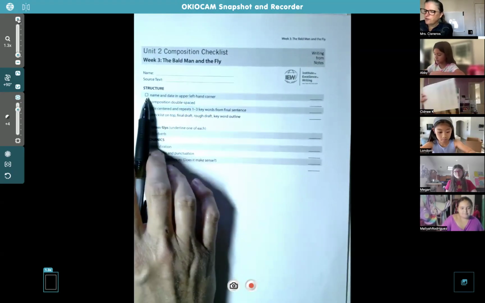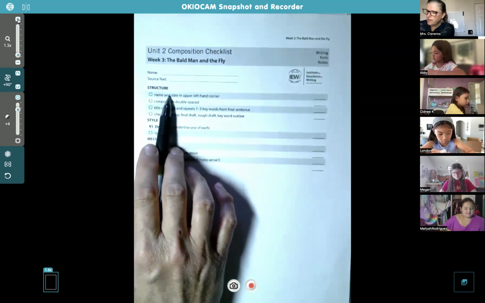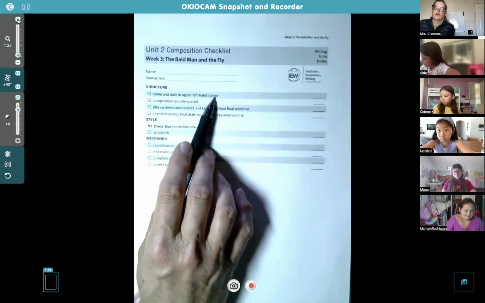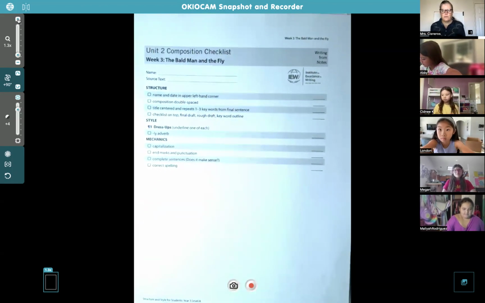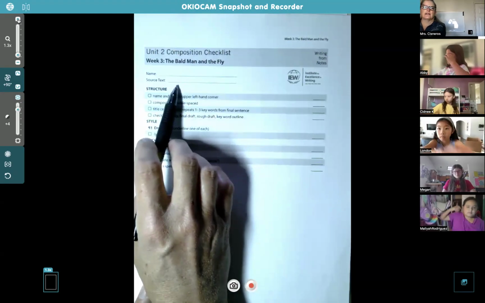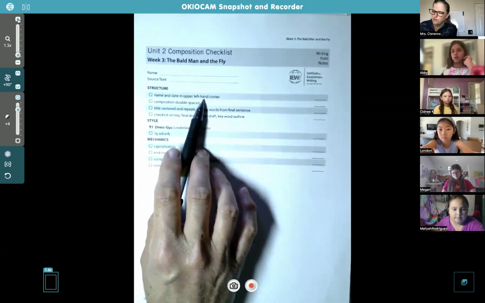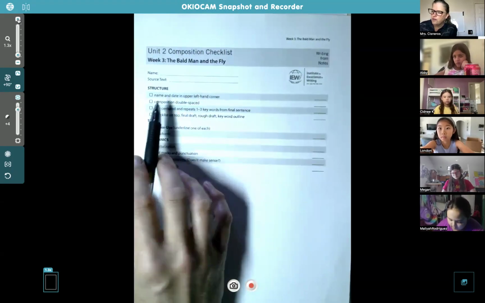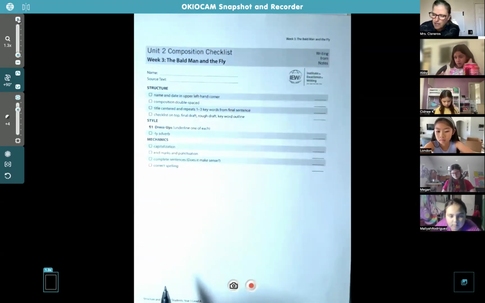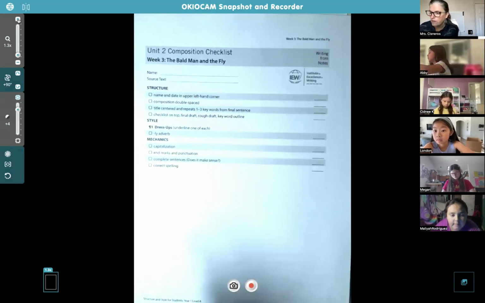Okay, so back to this. The first one under structure says name and date in the upper left-hand corner. So that's going to be on a clean sheet of paper. When you go to write this paragraph, you're going to make sure to put your name and date in the upper left-hand corner. That's where it goes always. And then once you write down your name and the date, put a check there. This is when you go write it later at home.